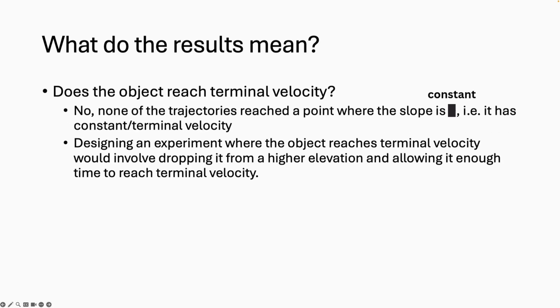Finally, what do the results mean? Does the object reach terminal velocity? No. None of the trajectories reach the point where the slope is constant, i.e., it has constant terminal velocity. Designing an experiment where the object reaches terminal velocity would involve dropping it from a higher elevation and allowing it enough time to reach terminal velocity.